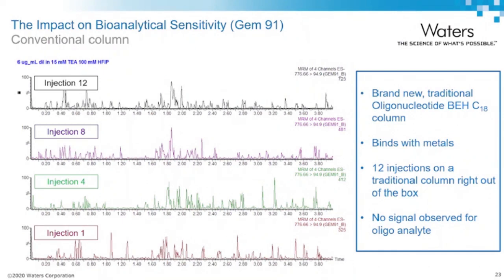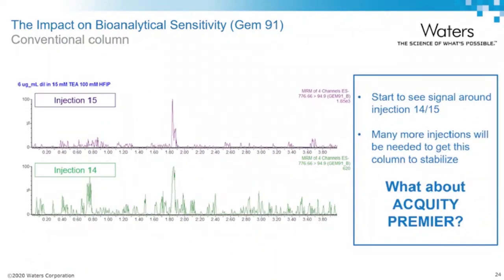We questioned whether we have good LC conditions, whether the mass spec is still okay and has good sensitivity. And it was only on a next slide, by injection 14 and 15, that we start to see the signal for oligonucleotide. So this is the effect I'm talking about.